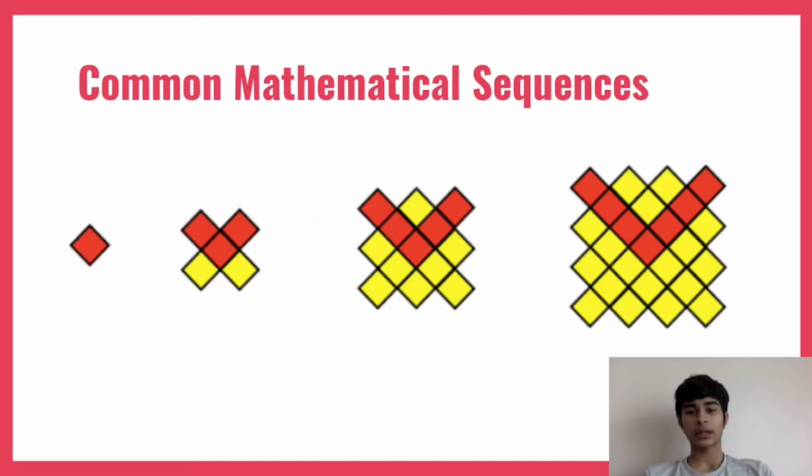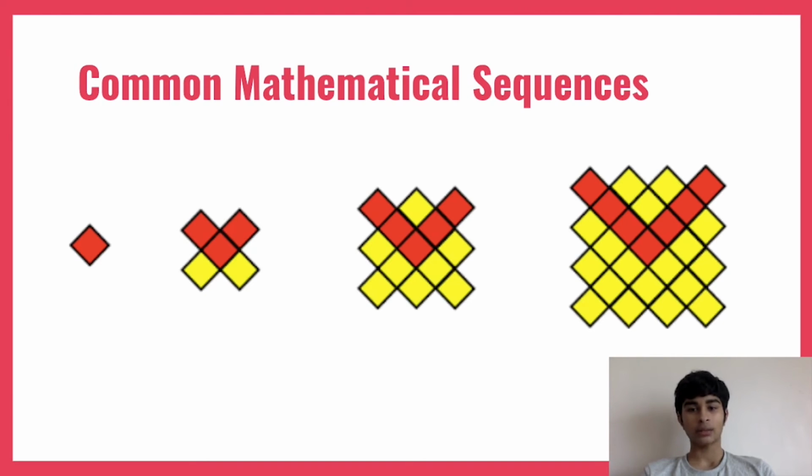Here we can see that there are red blocks and yellow blocks. So let's count the number of red and yellow blocks and the number of total blocks in each diagram. For the red blocks, there's 1 in the first one, 3 in the second one, 5 in the third one, and 7 in the fourth one. So here the difference between each 2 terms, each 2 diagrams, is always 2 red blocks. So the number of red blocks can be an arithmetic sequence.